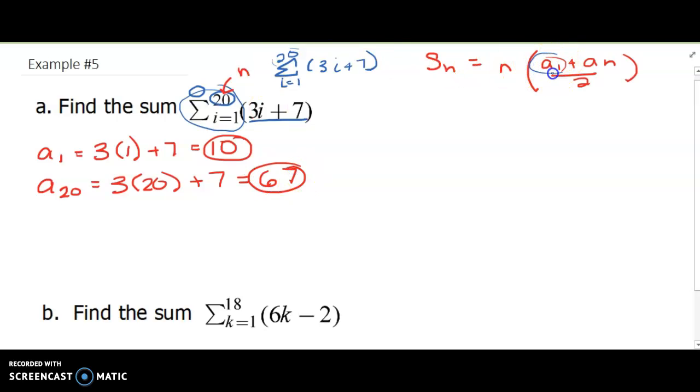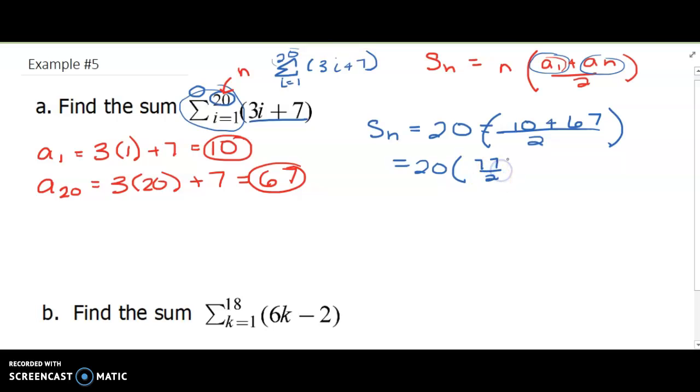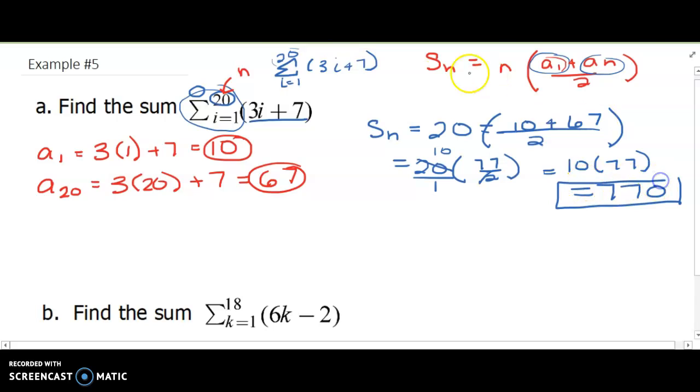So I'm going to plug that into a1 and a sub n. The sum of all n integers, and n here is 20, is 20 times (a sub 1 is 10 plus a sub n is 67) over 2. So this is just 20 times 77 over 2. If you wanted to do this without a calculator, think of this as 20 over 2, which is just 10 over 1. So this is 10 times 77, which is just 770. That's a whole lot easier than finding the first 20 terms and then adding them all up.